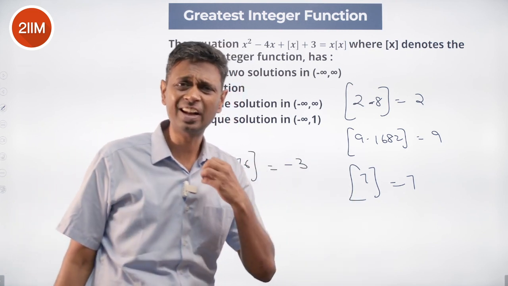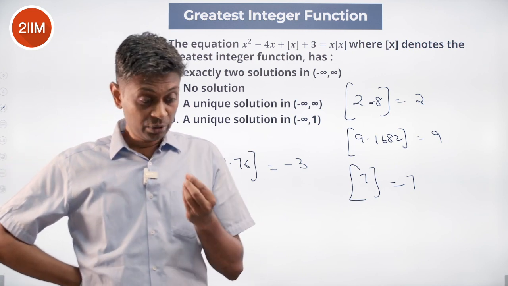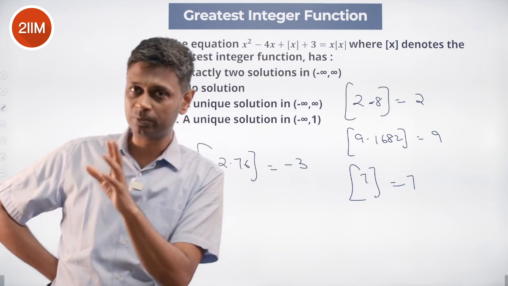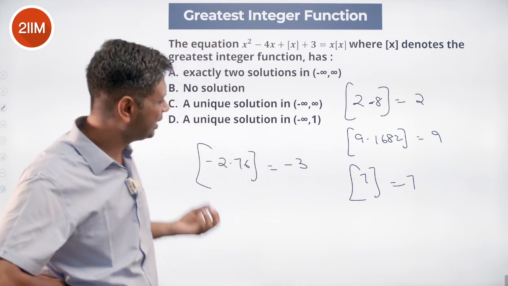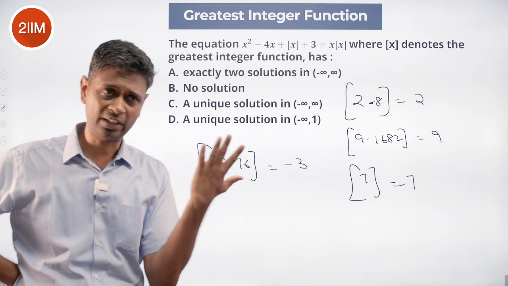The greatest integer less than or equal to the number. If the number turns out to be an integer, it is the value itself. Otherwise, it's the integer just below it. So for positive numbers, we just leave out the decimal part. For negative numbers, the integer below minus 2.76 is minus 3. That's what the answer will be.